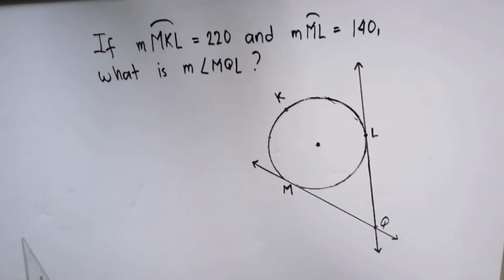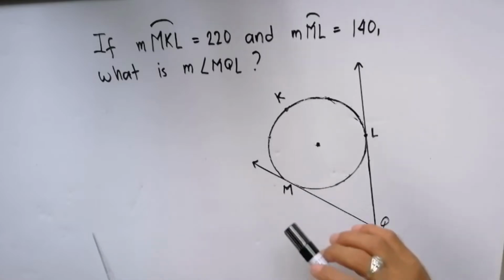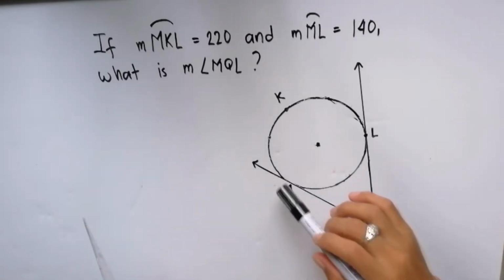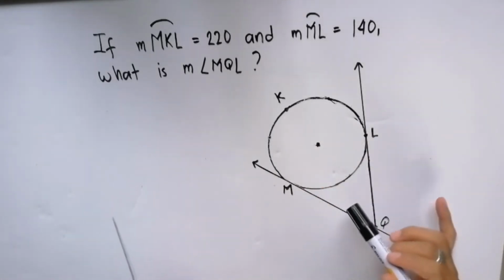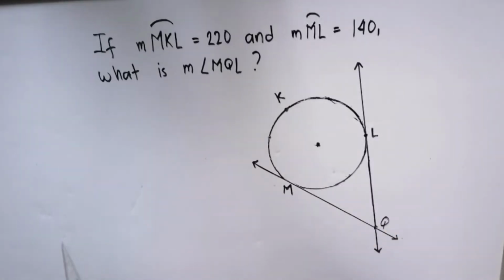If the measure of arc MTL is equal to 220 and the measure of arc ML is equal to 140, what is the measure of the angle MQL? Again, the measure of this angle MQL is equal to 1/2 times the measure of the arc MTL minus the measure of the arc ML.